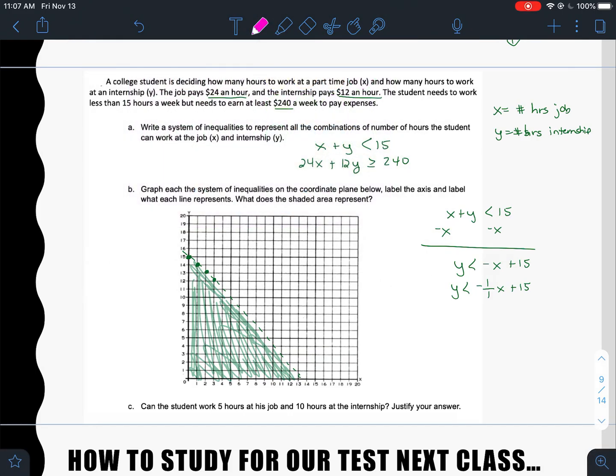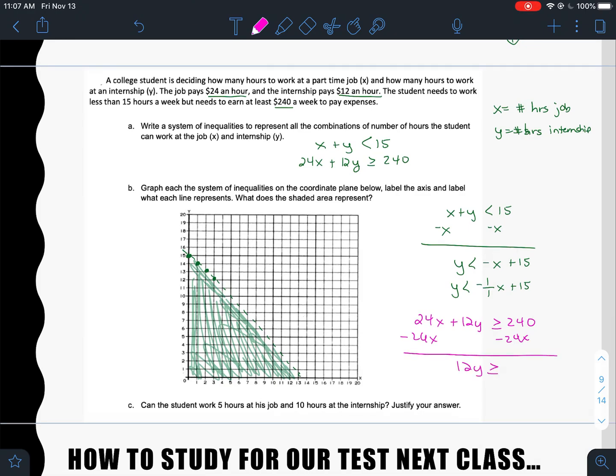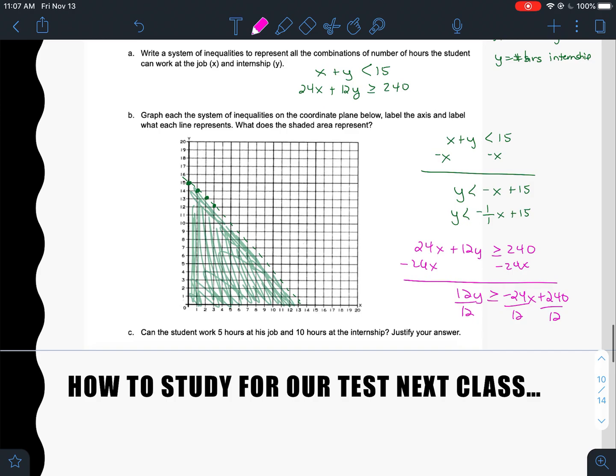Now let's do the other one. 24x plus 12y is greater than or equal to 240. So subtract the 24x from both sides. And 12y is greater than or equal to negative 24x plus 240. Divide everything by 12. And then y is going to be greater than or equal to negative 2x plus 20. So this one is going to start at 20. And then it's going to go down 2 over 1. And it is going to be a solid line. So we're just going to make it a solid line.